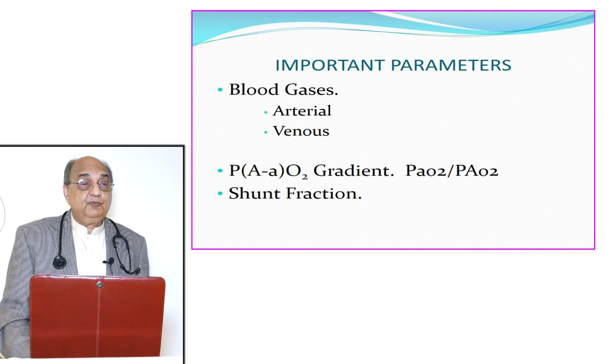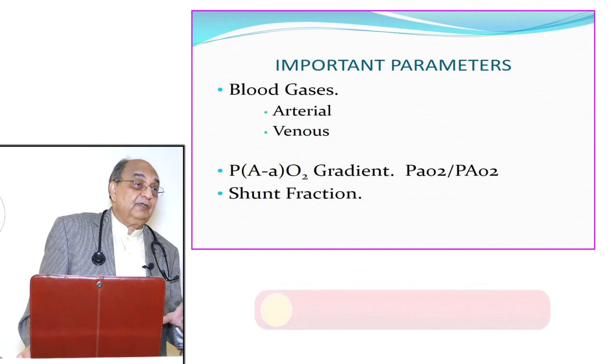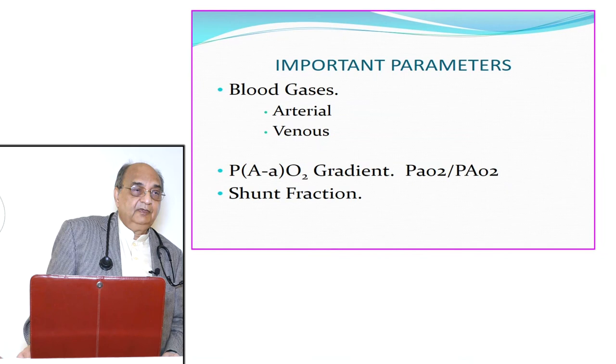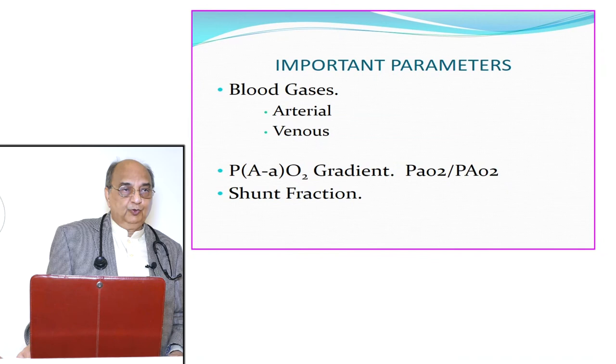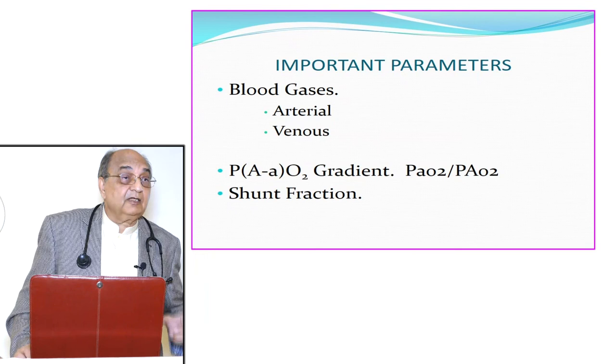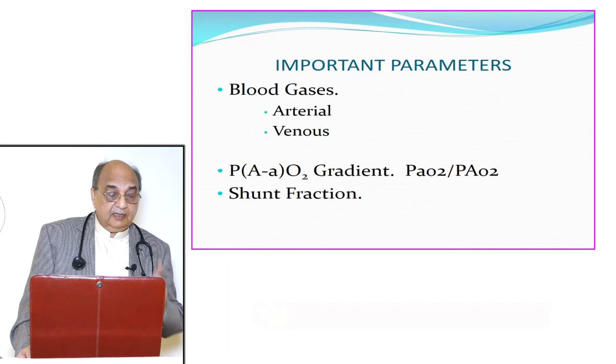You calculate it yourself. The blood gas analyzers don't mention the A-a gradient, but if you know the partial pressure of oxygen in the alveoli and in the blood, then you can work out the A-a gradient yourself. And how to measure the partial pressure of oxygen in the alveoli is again very easy to do. Then you calculate the shunt fraction also. So these are the three important things you should do to confirm your diagnosis and to look at the gravity of the situation: first the blood gases, second the A-a gradient, and third the shunt fraction.